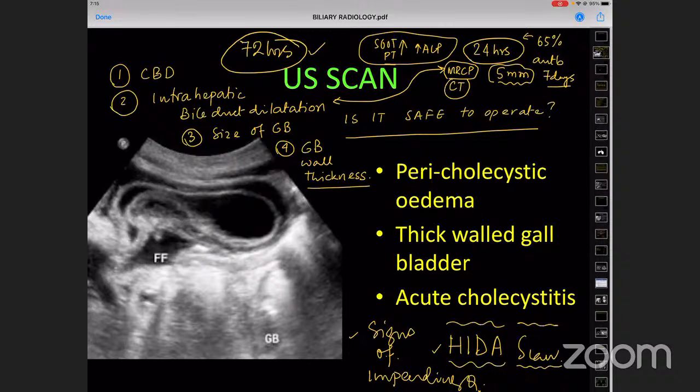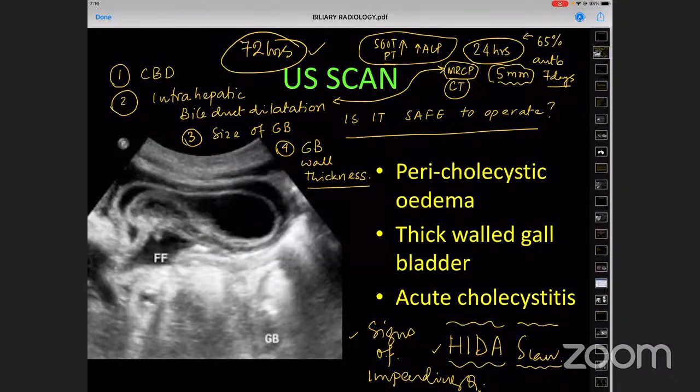We have higher generation CT scans, like 128 slice, where the sensitivity of picking up a small stone in the CBD would be as good as MRCP when we are dealing with a very high-end CT scan. That is fine, and it is a very quick procedure. For an unstable patient it is always preferable. As Ramanuj said, in a setting of acute cholecystitis, if you go for a good quality CT scan, you would have an overall idea of the upper abdomen and what's going on there.